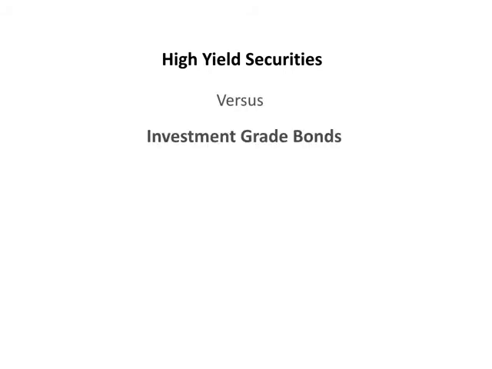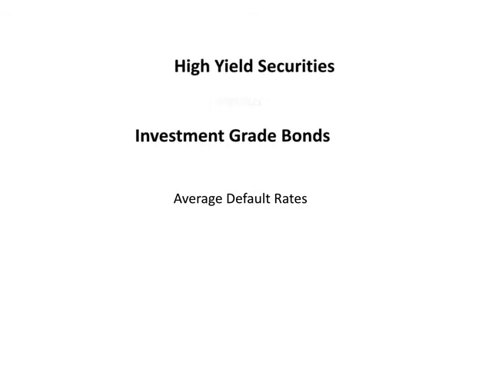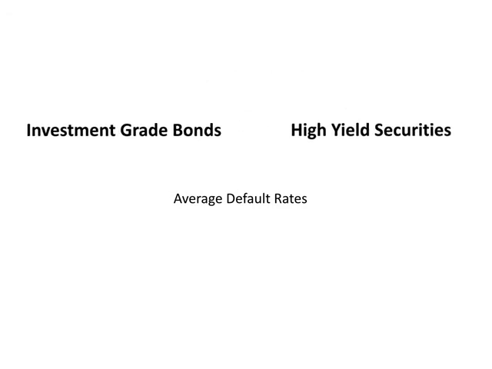Consider the investment performance of high-yield securities versus investment-grade bonds. In terms of average default rates, unsurprisingly, high-yield securities will default at significantly higher rates. On average, the percentage of investment-grade bonds that default per year is minuscule, well less than 0.5%. Often, for stretches of many years, there are no defaults by investment-grade issuers whatsoever. In a sense, that shouldn't be surprising.